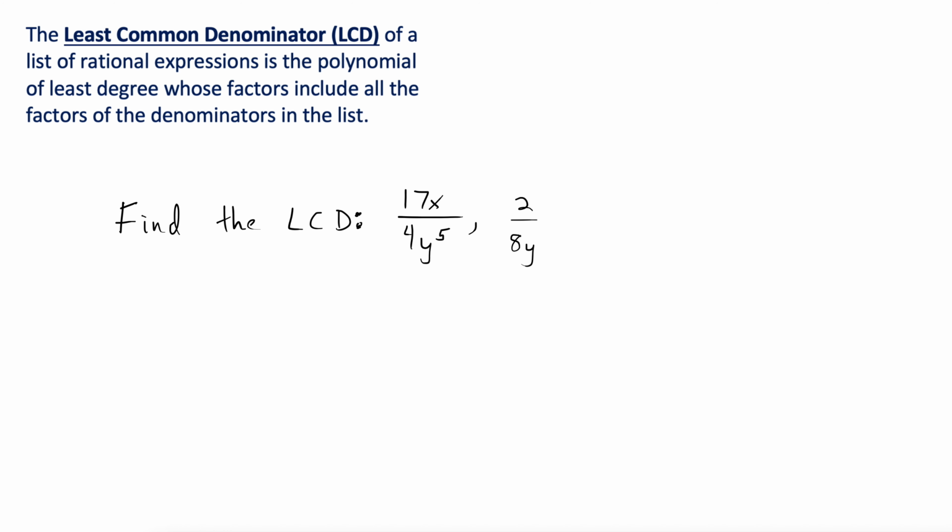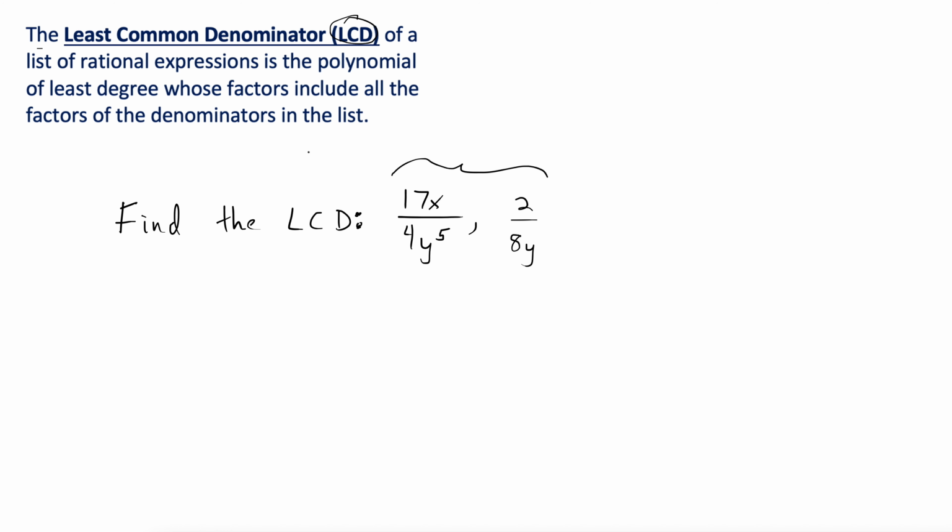We begin the discussion of least common denominators with a definition. So the least common denominator, oftentimes abbreviated as the LCD, of a list of rational expressions, okay, so something like this is what we mean by a list of rational expressions, is the polynomial of least degree, so the smallest such polynomial, whose factors include all the factors of the denominators in the list.